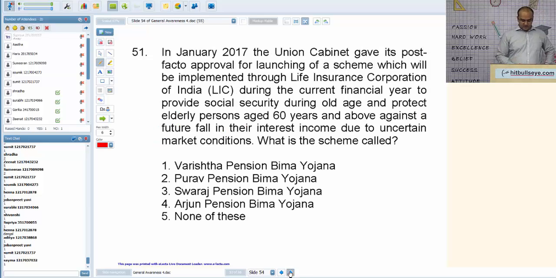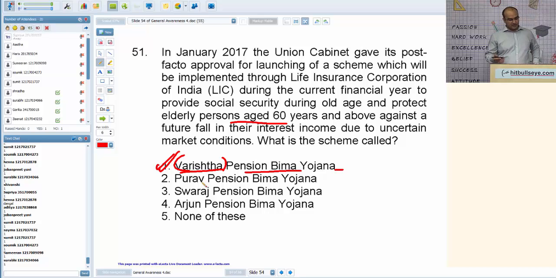Right? Next, in January 2017, the Union Cabinet gave its post facto approval for launching of a scheme which will be implemented through LIC during the current financial year to provide social security during old age and protect elderly persons aged 60 years and above against a future fall in their interest income due to uncertain market conditions. What is the name of this particular scheme? Now, even the name suggests Varisht Pension Bima Yojana. Varisht, of course, stands for senior, right?